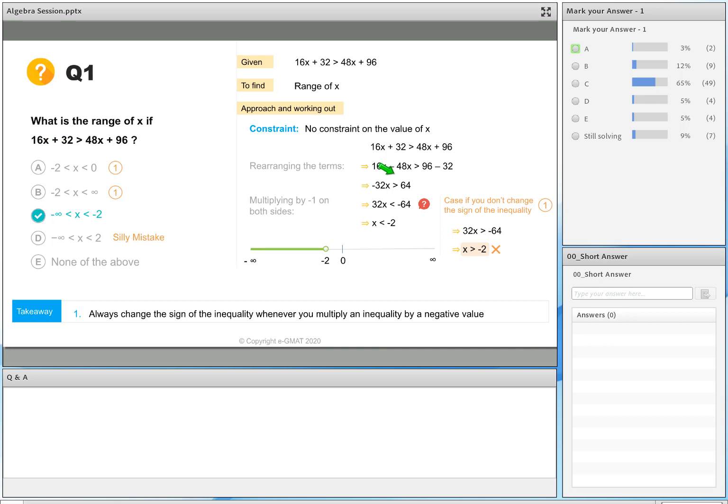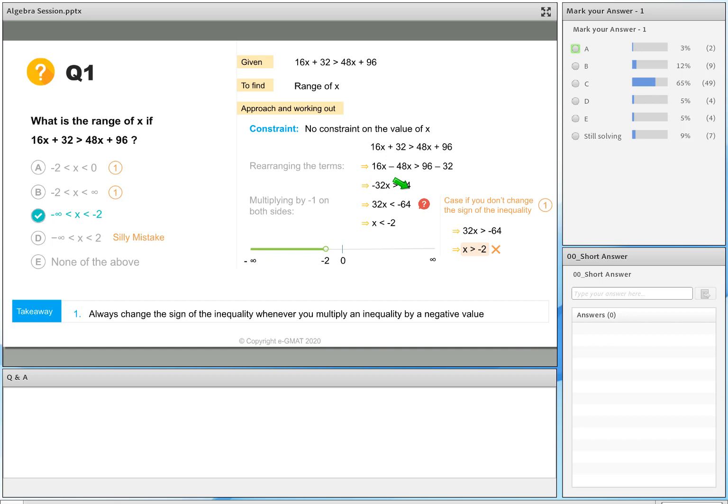It's 16x minus 48x, and the constant goes to the other side, becomes 96 minus 32. See how the inequality did not change, and why would it change? I said the only time it does change is if you multiply or divide by a negative number. Otherwise it doesn't. Now this is what you get when you do the math. What do you do now?